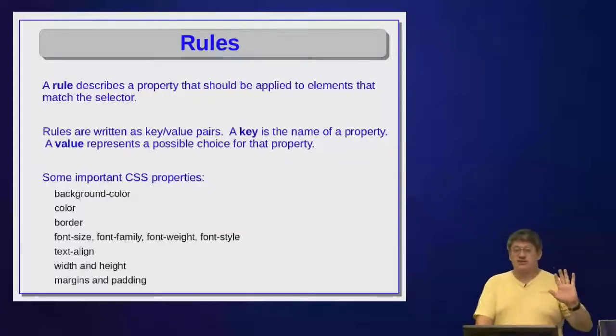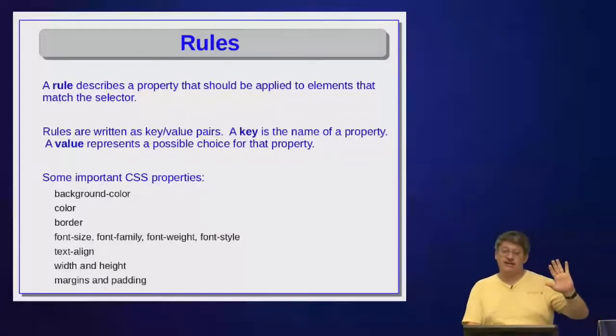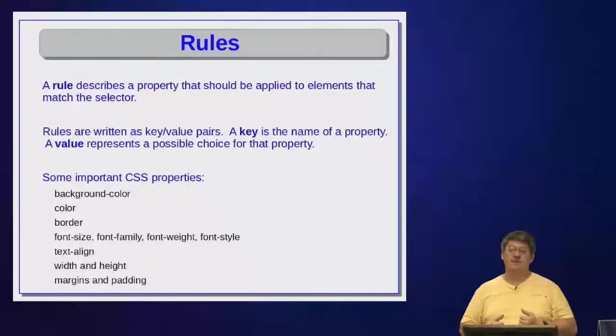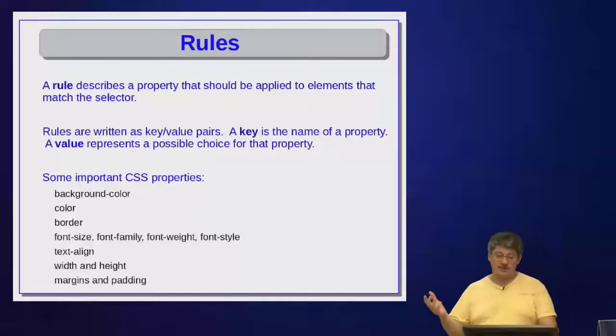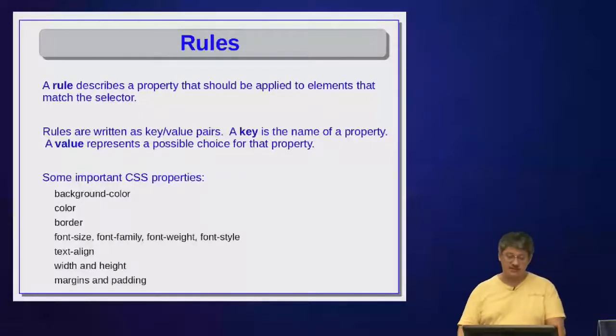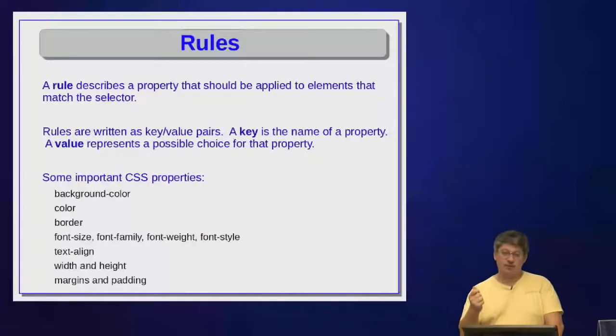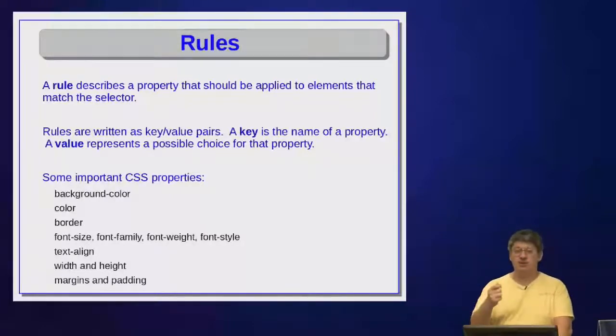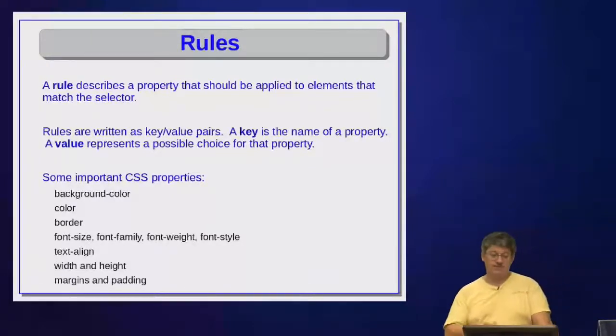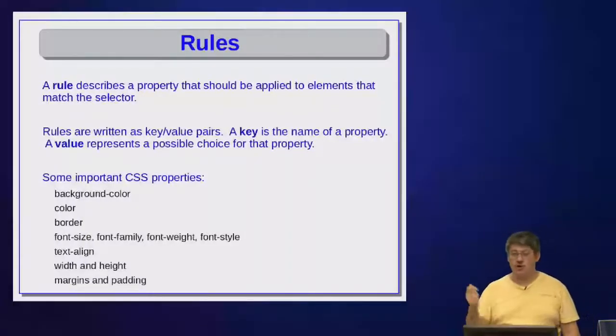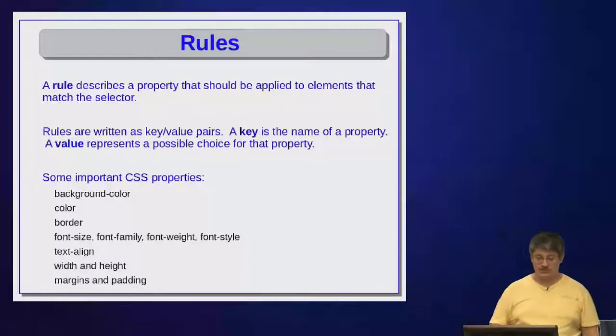In addition to selectors that tell us what we want to apply a transformation to, we need to be able to specify what transformation to apply. We can do that with rules. So a rule describes some property that should be applied to the elements that match the selector. We write rules as key value pairs with a colon between the key and the value. The key is the name of the property that we want to change. It might be the color or the font size. The value represents a possible choice for that property. It might be blue or 20 point or 2 inches.